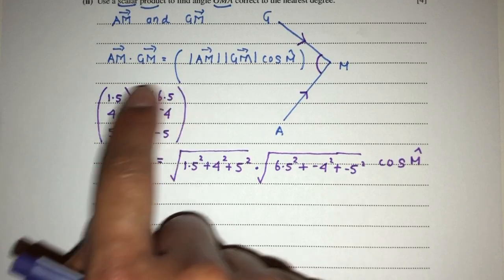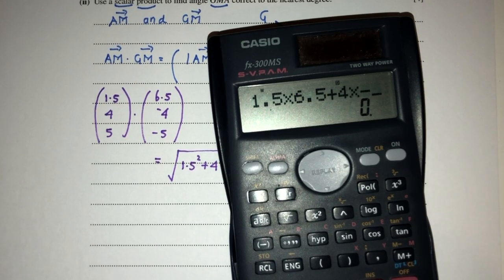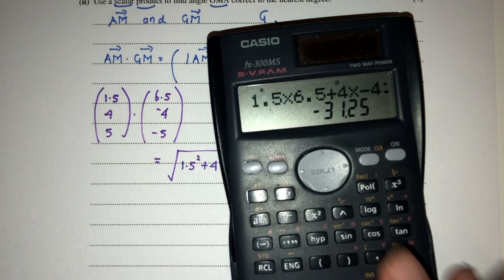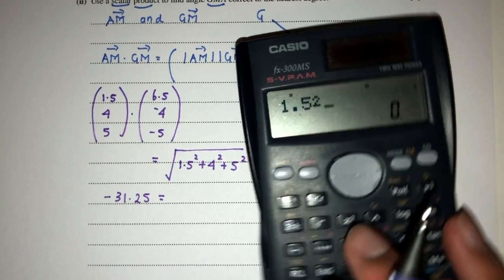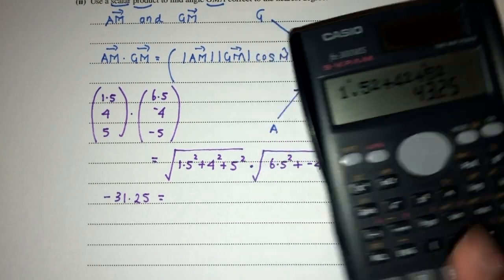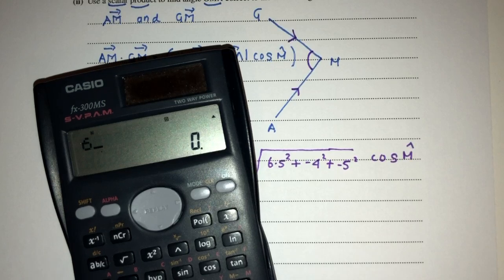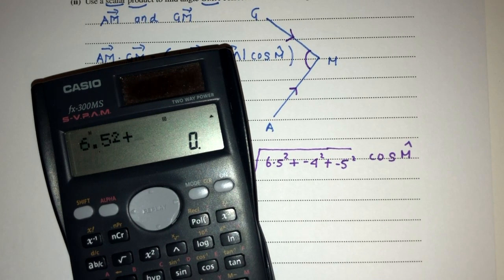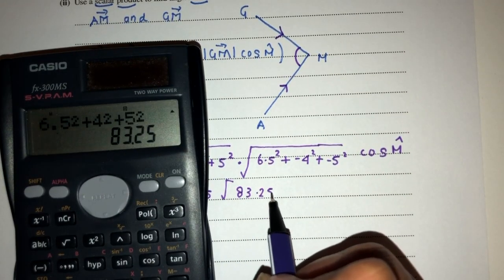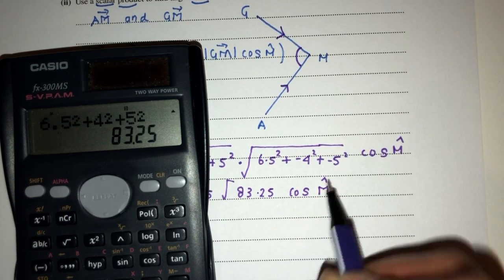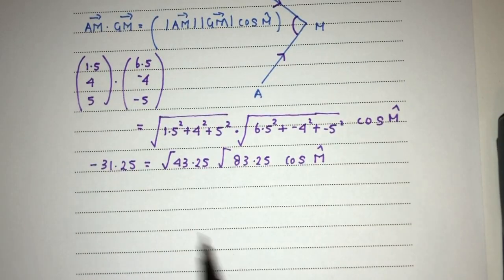So simplify. Here we just have to multiply and add them together. So basically 1.5 times 6.5 plus 4 times minus 4 plus 5 times minus 5. That will be minus 31.25, equal to root of 1.5 squared plus 4 squared plus 5 squared, which is root of 43.25. Now here we have 6.5 squared plus minus 4 squared plus minus 5 squared, which should be 83.25, times cos of the angle M. So simplify, we have to make this the subject of the formula, so send everything else to this side.